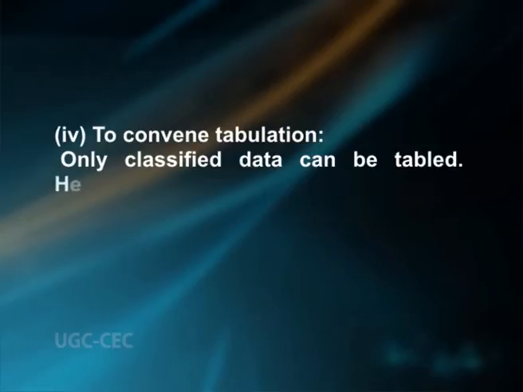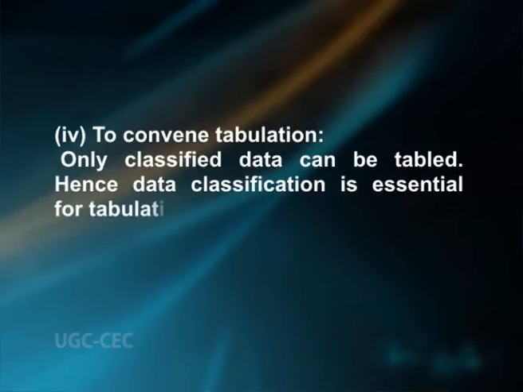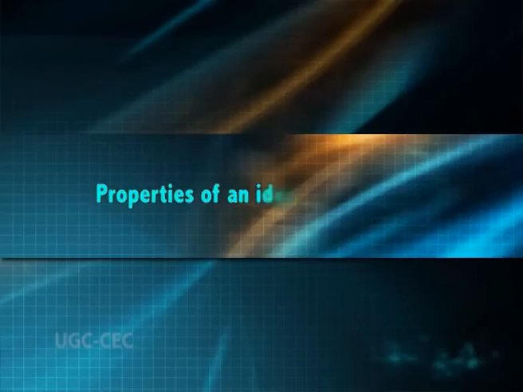4. To convene tabulation. Only classified data can be tabled. Hence, data classification is essential for tabulation. Properties of an ideal classification.